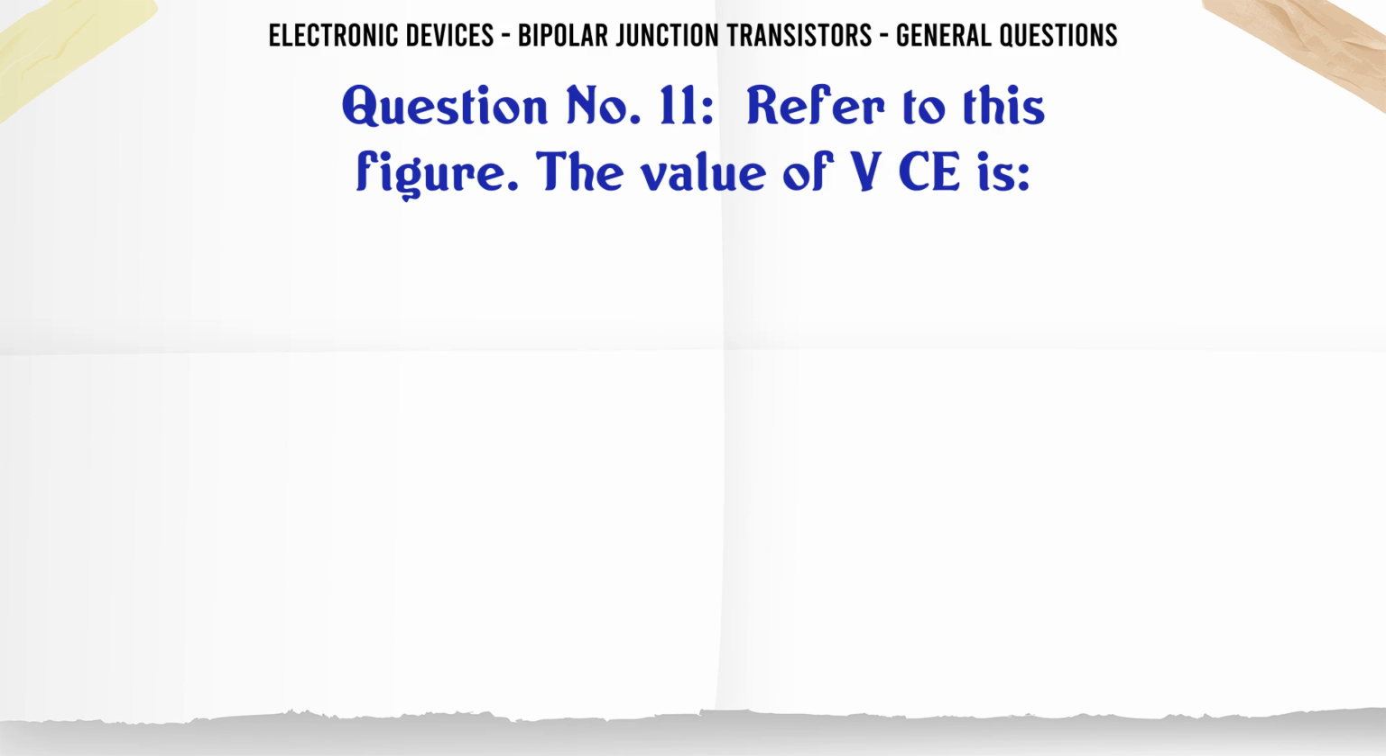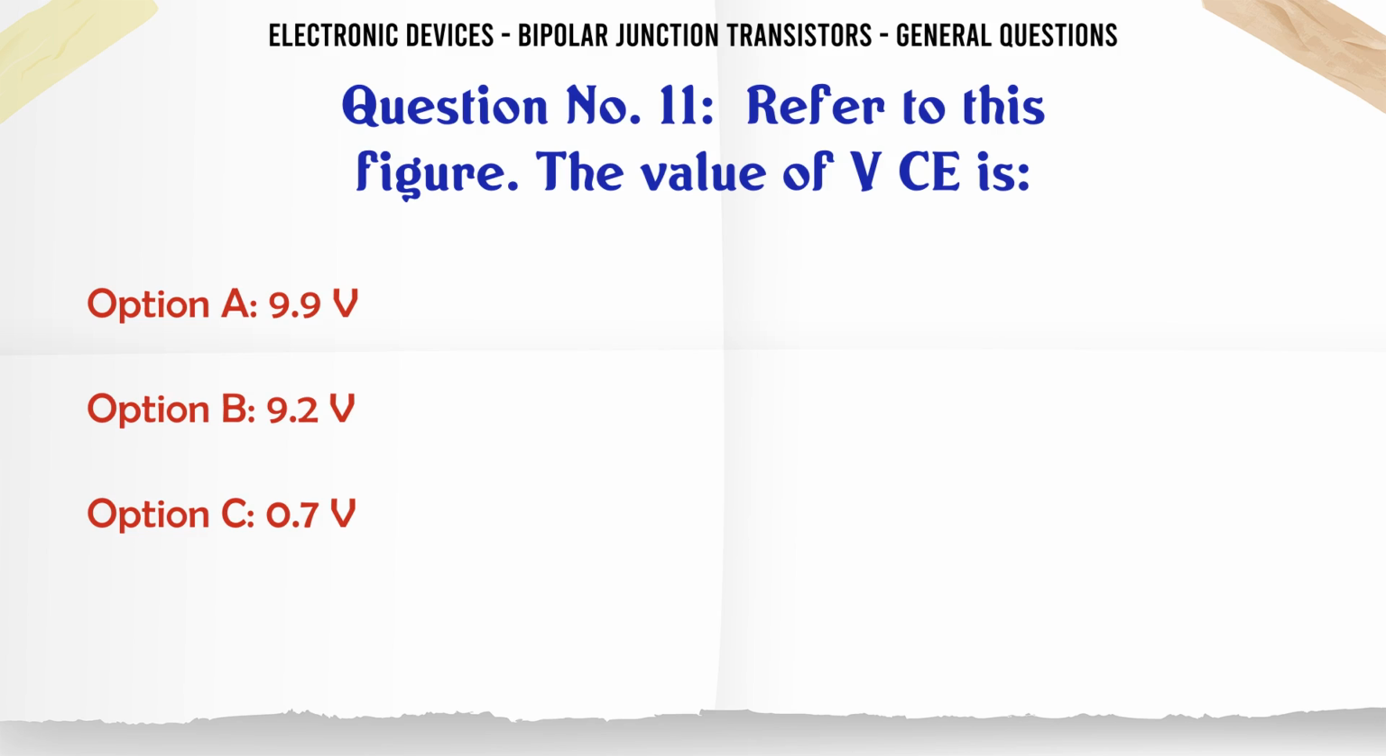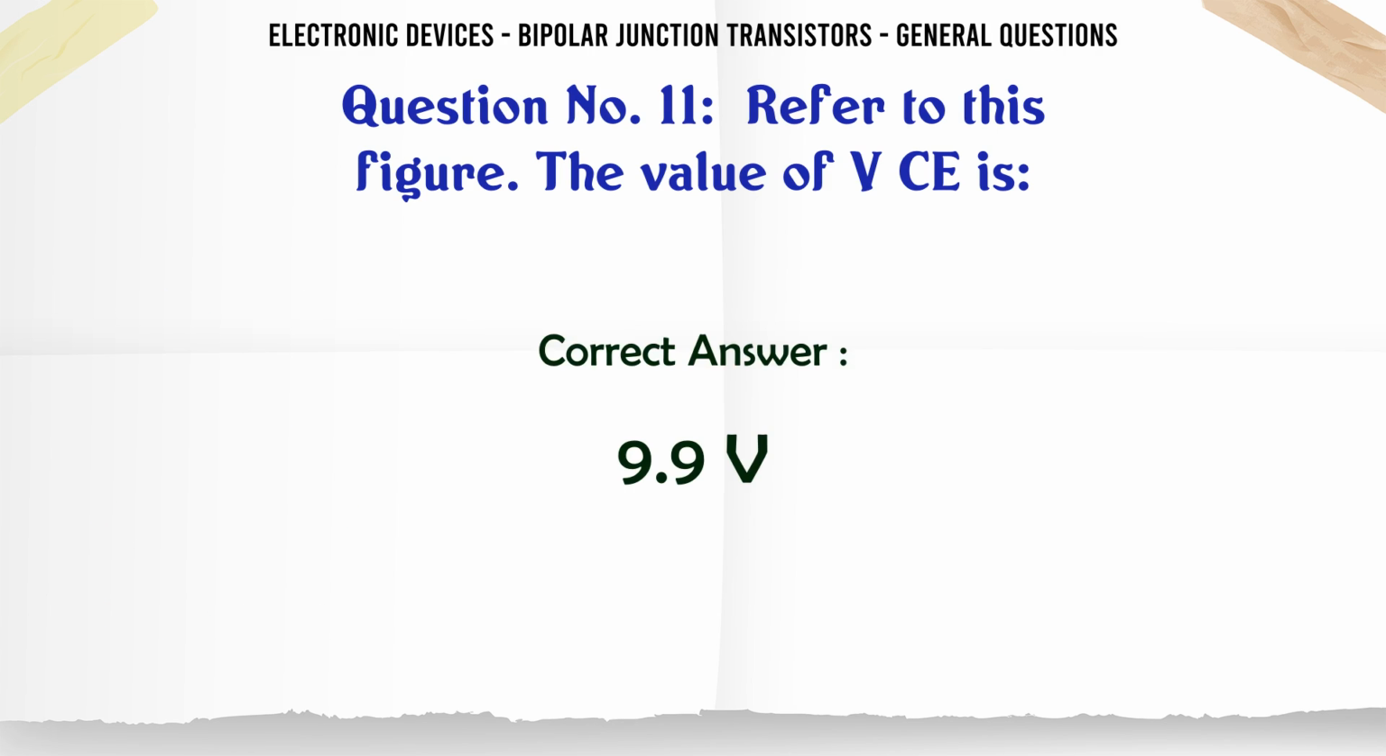Refer to this figure. The value of VCE is A 9.9 V, B 9.2 V, C 0.7 V, D 19.3 V. The correct answer is 9.9 V.